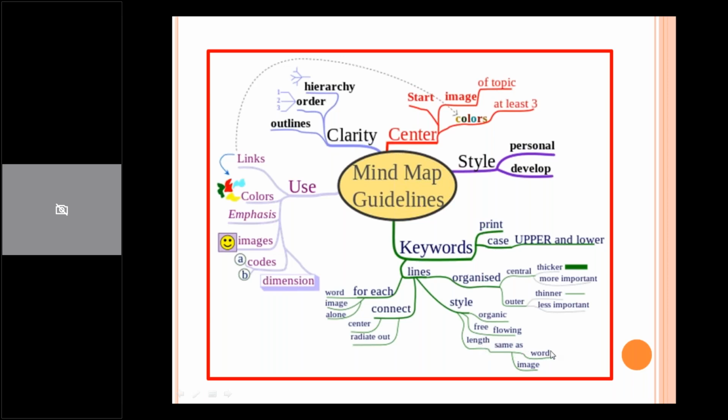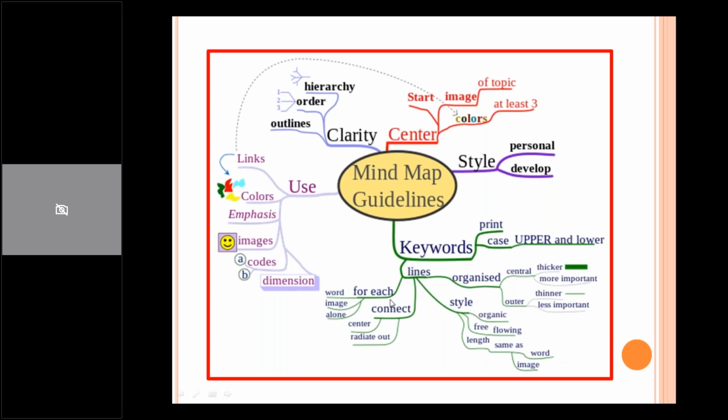And see that whatever word, whatever image you use in the branches or sub branches, the length of the word, the length of the image, what you are using in your mind map should be the same as the length of the line what you are using. So line length and the word or image length will be almost same.